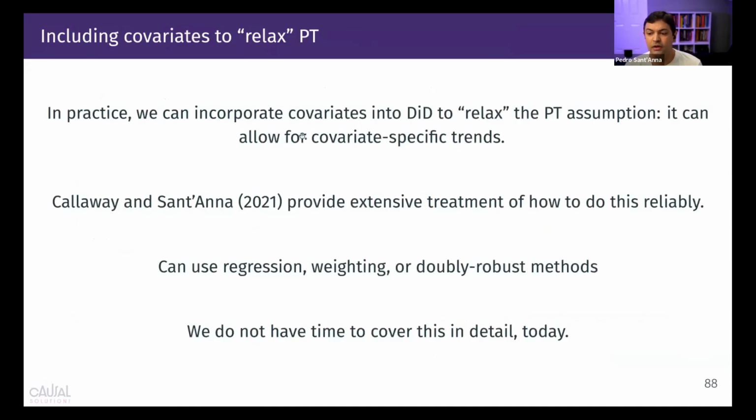We can also allow for covariates in this analysis, to relax part of the trends. In the paper by Callaway and Sant'Anna, we discuss this in great detail, right? We can use regression, we can use weighting, we can use doubly robust methods, we can use machine learning, all that is in the paper. And I do not have time to cover this in great detail today, but all this, we can incorporate covariates into the analysis easily.